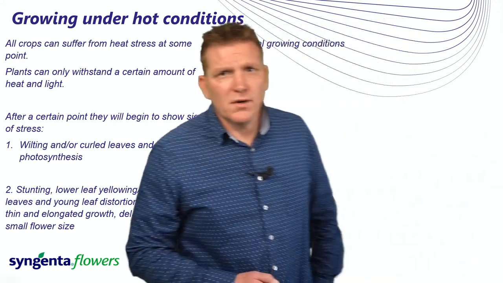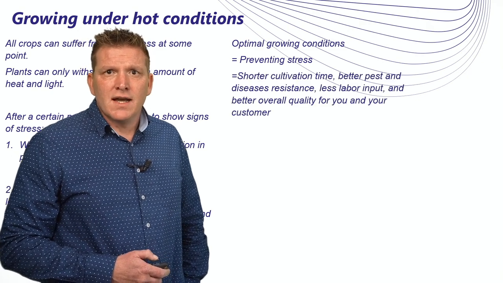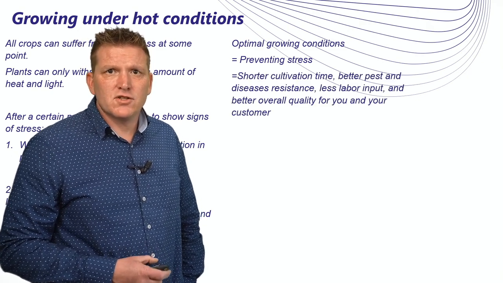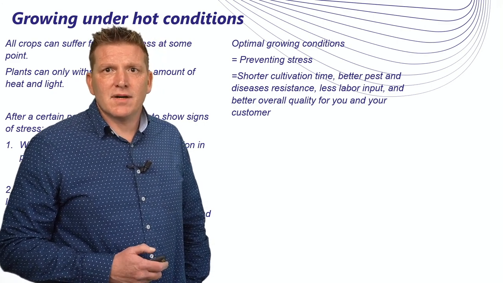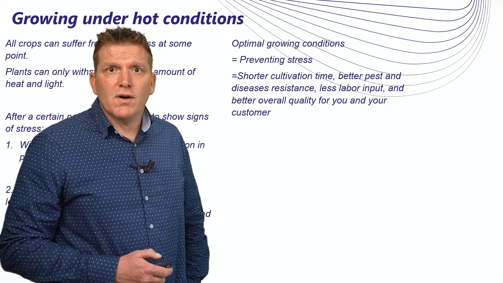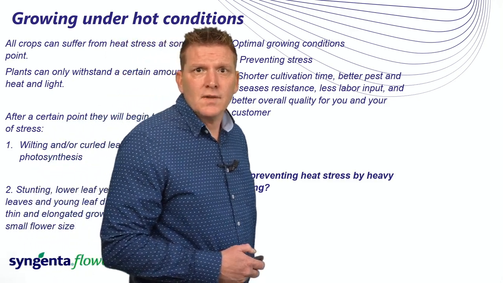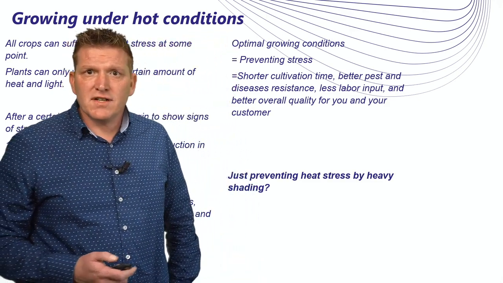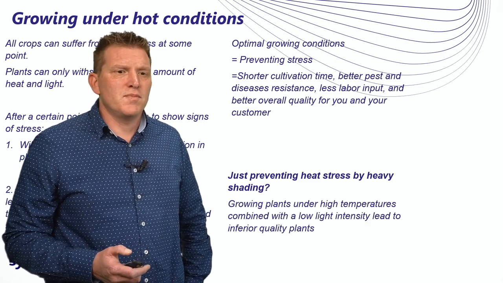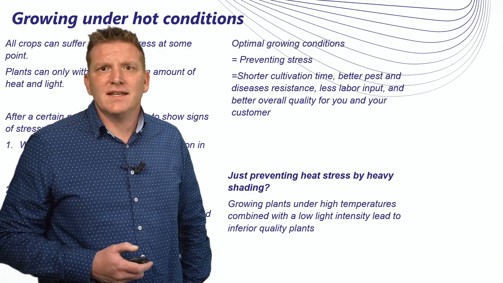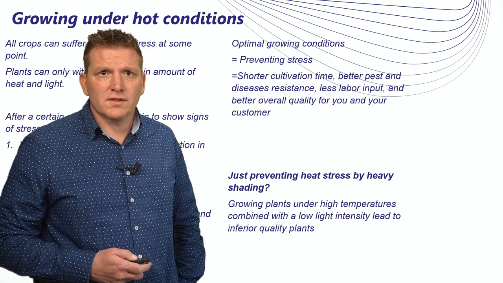So, optimal growing conditions. It's about preventing stress to your plants. And preventing stress means shorter cultivation time, better pest and disease resistance, less labor input, but overall a better quality for you and for your customers. Just preventing heat stress by heavy shading. Growing plants under high temperatures combined with low light intensity leads to inferior quality plants. So that is something you don't want.